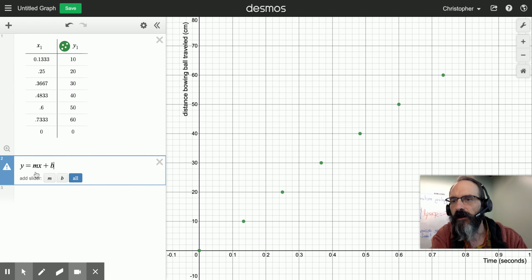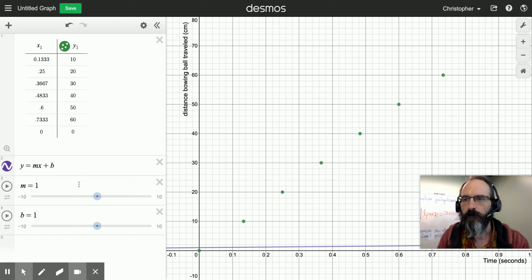Remember the m, that's our slope. X, of course, is our x variable, our independent variable, time in this case. And b is our y-intercept. So let's see what happens. We're going to create all the sliders. There's going to be one for m, one for b. Bang. And we got our purple line down there.